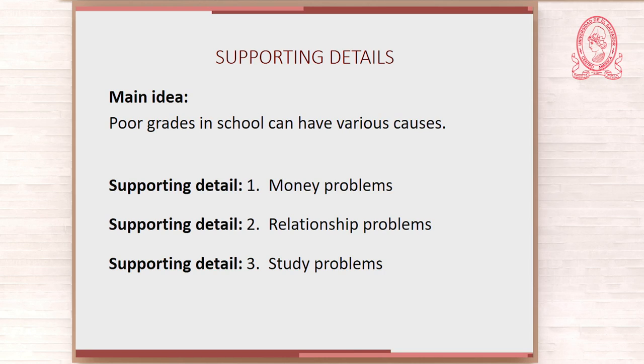Now, let's start working. The main idea of the paragraph is, poor grades in a school can have various causes. Now, what are the supporting details or the reasons that support the main idea? Well, according to the paragraph, the causes for poor grades in a school are supporting detail number 1, money problems, supporting detail number 2, relationship problems, and supporting detail number 3, study problems. Langan explains that the supporting details provide the added information that is needed for you to fully understand the main idea. To read effectively, then, you must learn how to recognize both main ideas and the details that support those ideas.